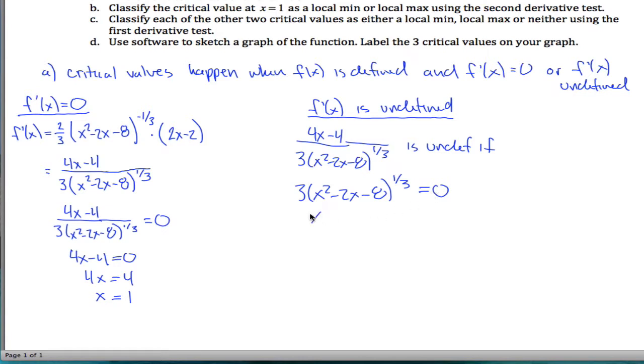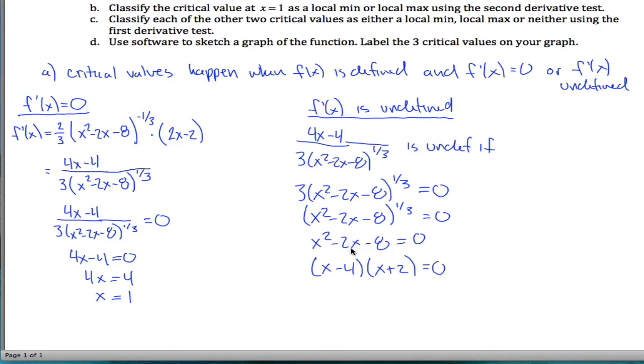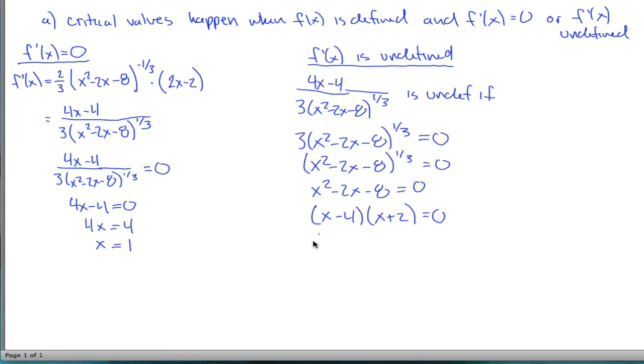Divide both sides by 3, you get x squared minus 2x minus 8 to the 1/3 power equals 0. Cube both sides of the equation, x squared minus 2x minus 8 equals 0. Solve this equation, I guess factor it. There's a couple different ways you can do that, but factoring is probably the easiest. Find two numbers that multiply to negative 8, add to negative 2, and that tells you that x equals 4 or negative 2. So what I have is that f prime of x equals 0 when x equals 1, but f prime of x is undefined when x equals 4 and negative 2. I got 3 critical values here at 1, 4, and negative 2. All that just to do part A.